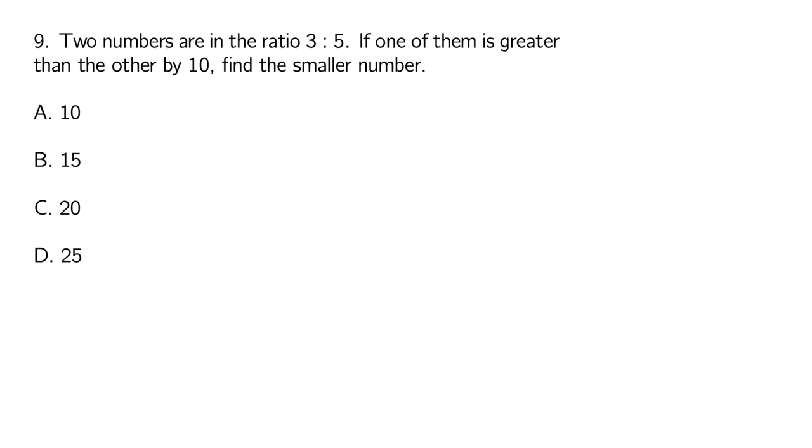The next question is question 9. It says 2 numbers are in the ratio 3:5. If one of them is greater than the other by 10, find the smaller number. So we have, let me rewrite this ratio, 3:5, and we have some 2 numbers. One of them is greater than the other by 10. So if the smaller one is n, then the bigger one is what? Is n plus 10. And we are supposed to find the smaller number. So we are supposed to find n.